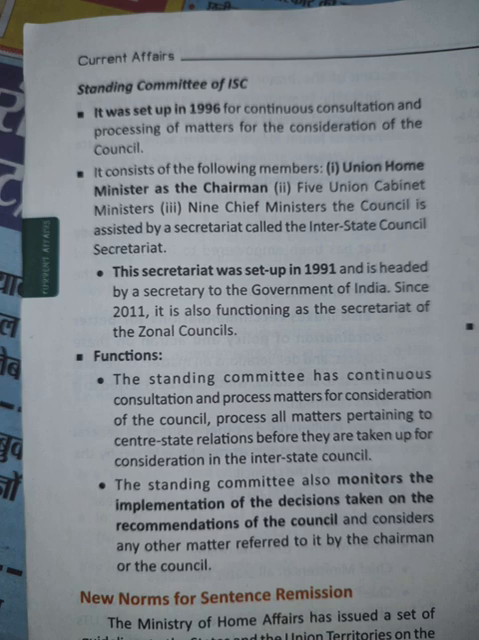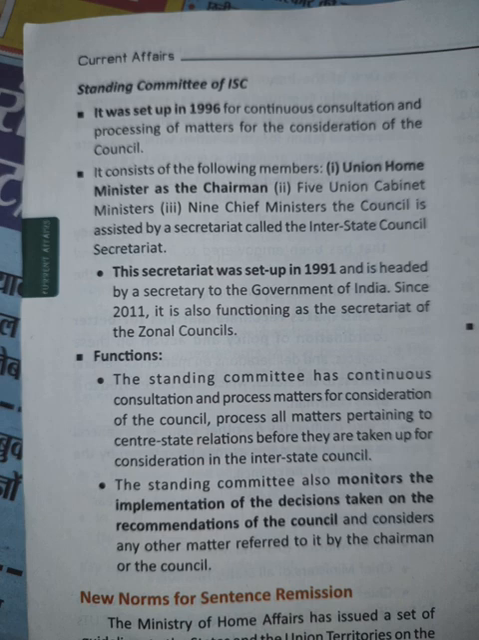Standing Committee of the Interstate Council. The first point is it was set up in 1996 for continuous consultation and processing of matters for the consideration of the council. It consists of the following members: the Union Home Minister as the chairman, 5 Union Cabinet Ministers, and 9 Chief Ministers. The council is assisted by the Secretariat called the Interstate Council Secretariat. This secretariat was set up in 1991 and has been headed by a secretary to the Government of India since 2011. It is also functioning as the secretariat of the Zonal Councils.